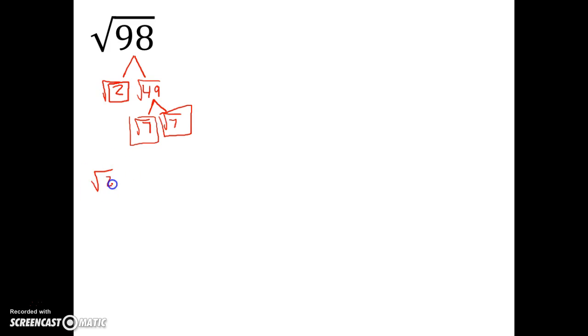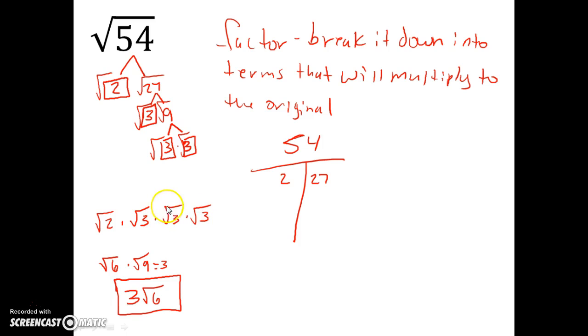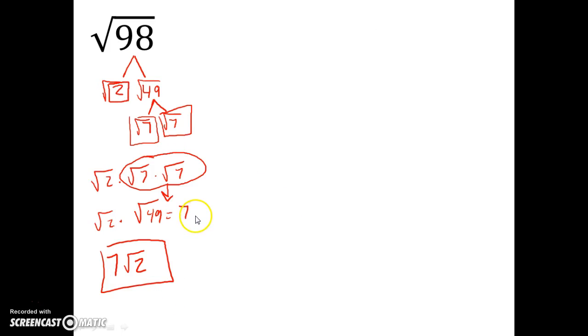And now I have root 2 times root 7 times root 7. Well, 7 times 7 is root 49. What's the square root of 49? It is 7. So now I have root 2 times 7. I have 7, that's my whole number, followed by my root, which is 2. So 7 root 2 is how this simplifies. If you notice a pattern, if you see pairs, you know that they'll simplify. Same thing in our first example. If you see pairs, you know that they will simplify. Let's move on to our next example.